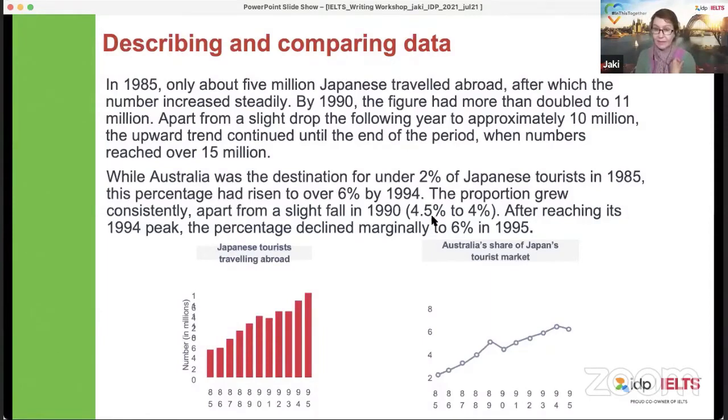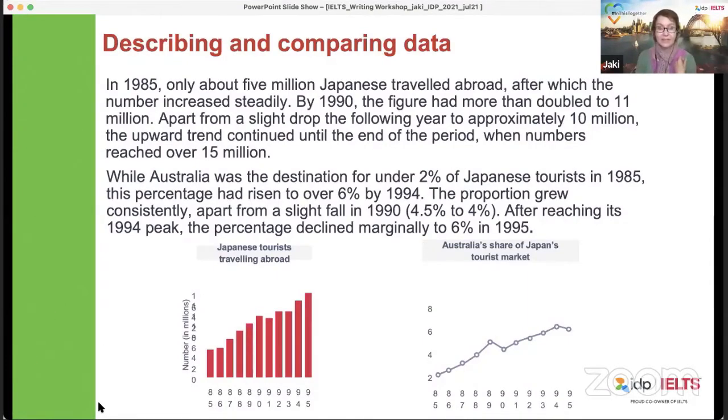And then we say what the numbers are. After reaching its peak, 1994 peak, the percentage declined marginally to 6%. See, we mentioned all the important things with lots of numbers. Can you spot the comparing words? There are a few comparing words. This one, while. Yeah, while is one. And then apart from. Yeah. Okay, so it's important to have all that.